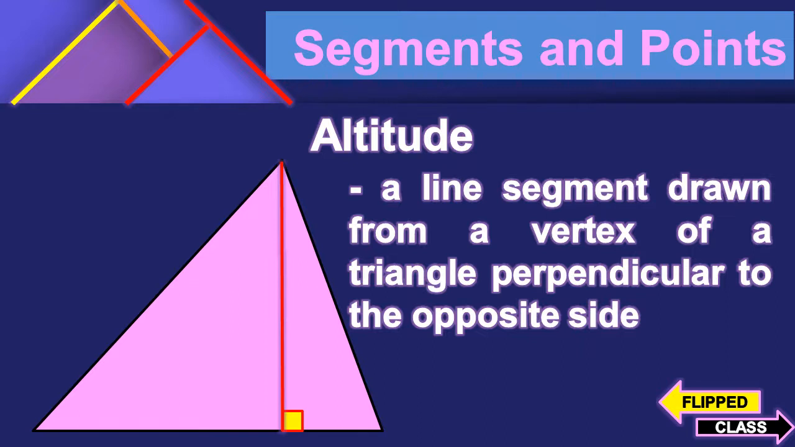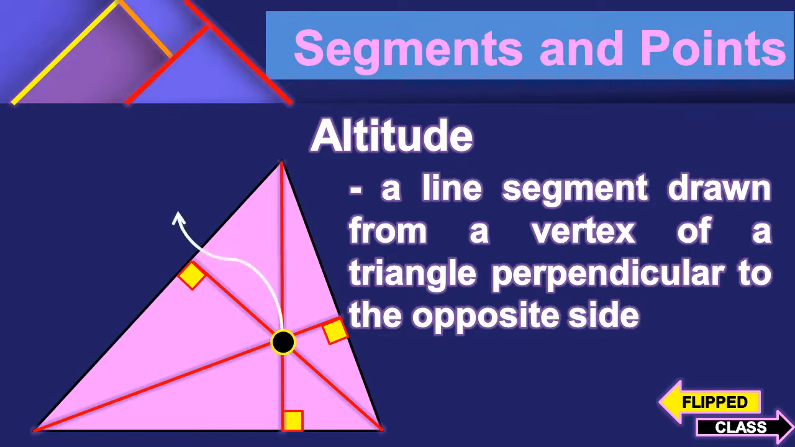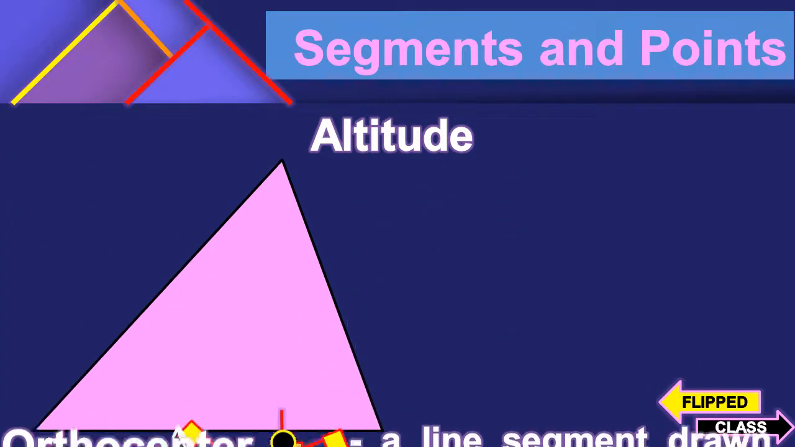Aside from this altitude, you can also draw this second altitude here from another vertex and the last one from the other vertex. Take a look at the intersection of these three altitudes. It is considered a special point, namely an orthocenter. That's an altitude and an orthocenter.